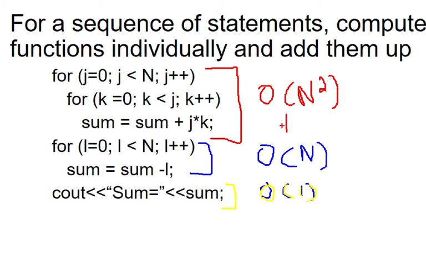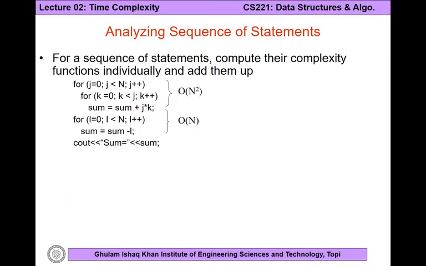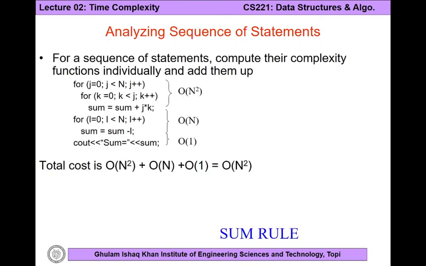Now the overall time complexity will be order of n square plus order of n plus order of 1. But here in this sum, we have to take the worst of all these three. The worst one is this one, so overall time complexity will be order of n square, right? So this will be the final time complexity of this piece of code. This summing of time complexity of various segments of the code is called the sum rule, right?